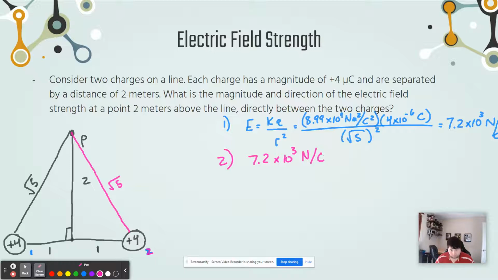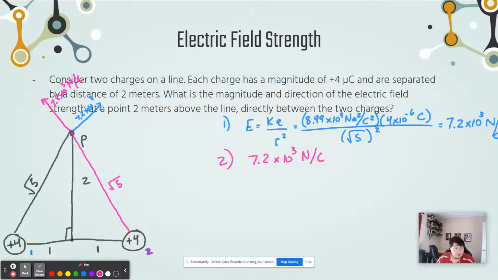Now what's the total? Well, it would be convenient if I could just add these two numbers up, but I can't. And that's why I'm showing you this problem. The problem is that these things are vectors. So if I consider this 7.2 times 10 to the third newtons per coulomb from the first charge, it always points away from a positive charge. So it's going to point this way, and it's going to have a value of 7.2 times 10 to the third. And then the pink one is going to point this way, and it will have a value of 7.2 times 10 to the third newtons per coulomb. I cannot just simply add those together because they are vectors.